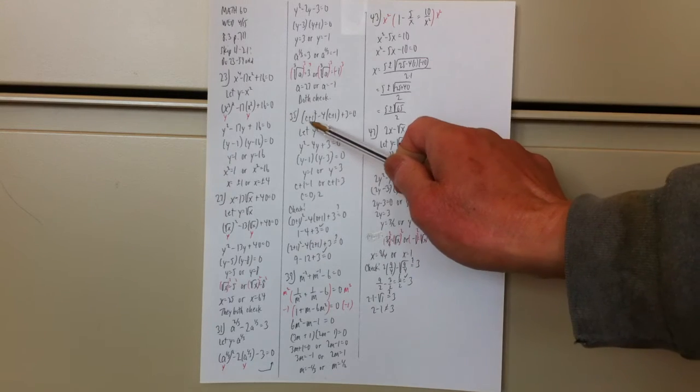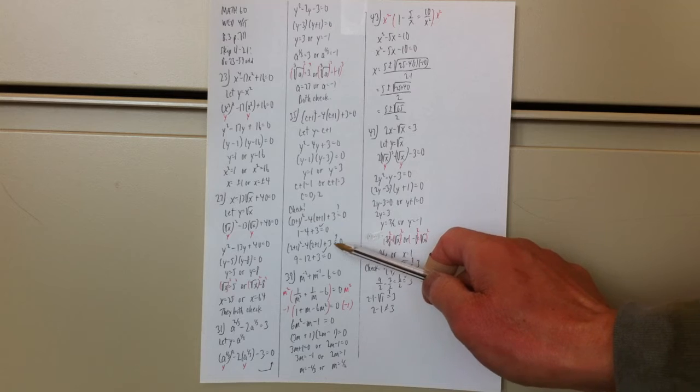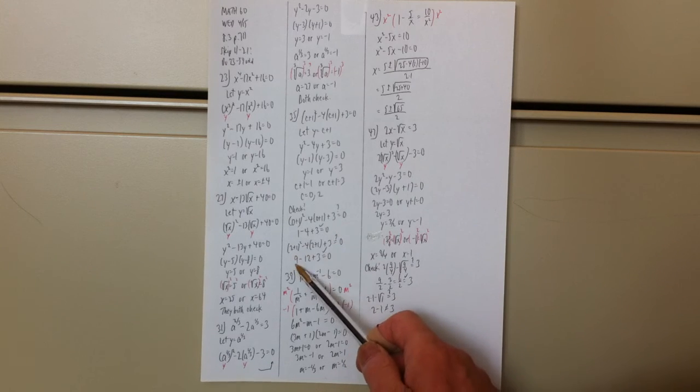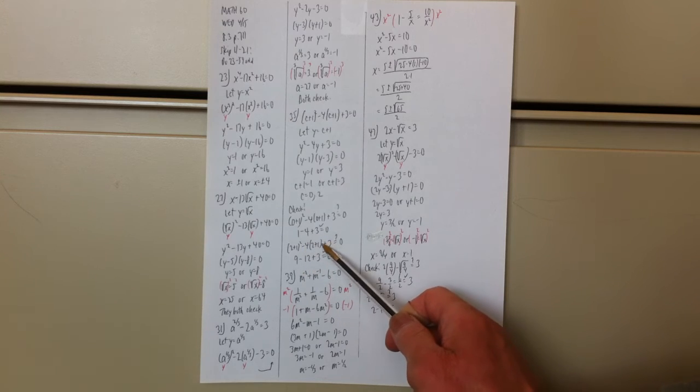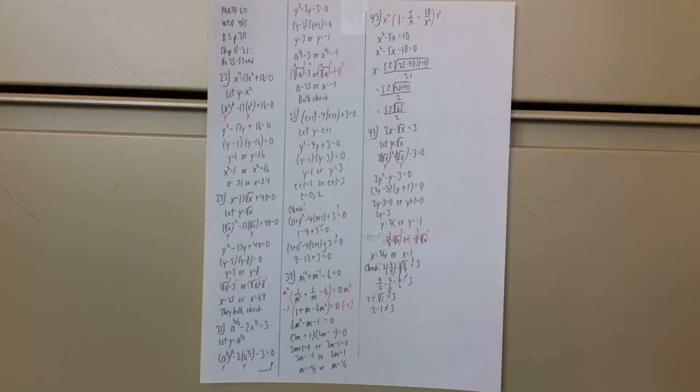And I'll substitute back in 2 here and here. 2 plus 1 squared minus 4 times 2 plus 1 plus 3. Is that equal to 0? Equals question mark. 2 plus 1 is 3, and 3 squared is 9. Minus 4 times 3 is 12, and 9 minus 12 plus 3 is also 0. So they both check.